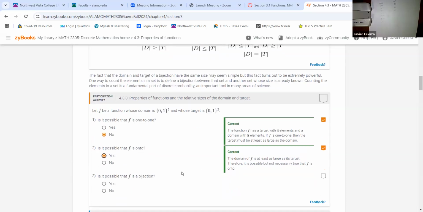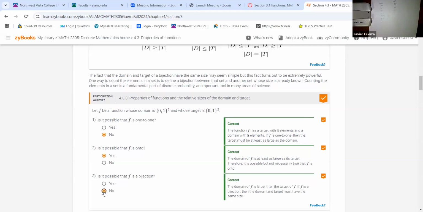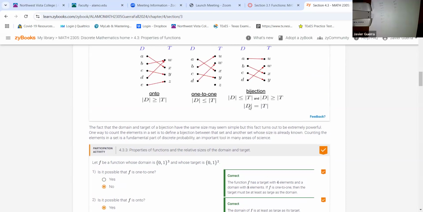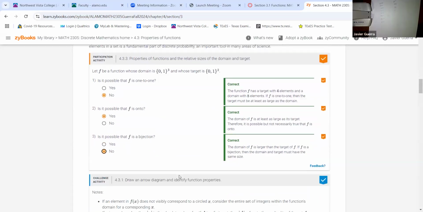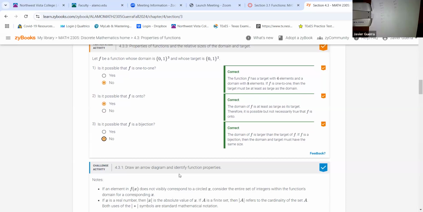So it is onto. Is it possible that F is a bijection? No, because it's not 1-to-1, but it's onto. Is that correct? That is correct. They have to have the same sizes. Again, the number of elements in D is 8. The number of elements in T is 4. They are not the same. So it is not a bijection.